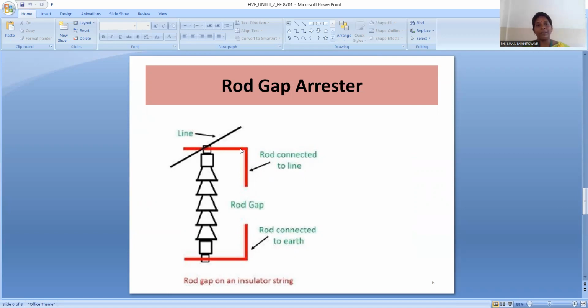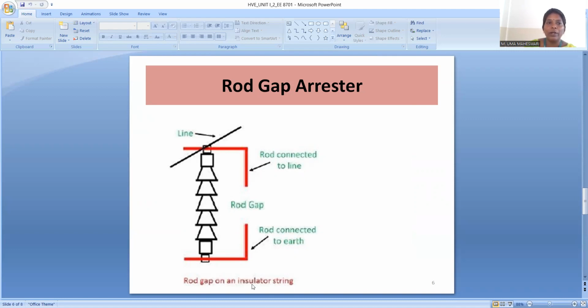You can see in this diagram of the rod gap arrestor, there are two plates connected. The upper plate is connected to the transmission line which is to be protected and the lower plate is connected to the earth. Between these two, a rod gap is there. This is a diagram of a rod gap on an insulating string. It is used to protect the system from lightning or thunderstorm activity when the voltage is of lesser value, and it is a very simple type of diverter.